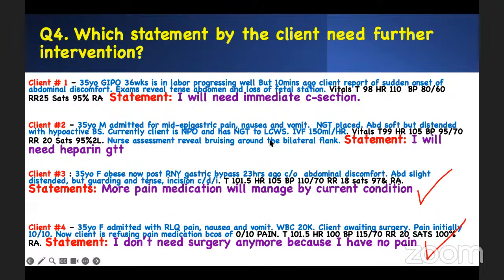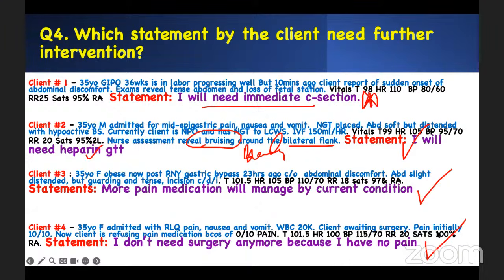You don't need heparin drip. You're already bleeding. This guy is bleeding from the pancreatitis. The bruising around the bilateral flank area is bleeding. If we give them a heparin drip, they're going to bleed to death. Therefore, this lady needs surgery. Whether they're going to do a C-section, the uterus already ruptured. They're going to remove the baby, but we need to fix something. So she needs surgery, so she does not need intervention.